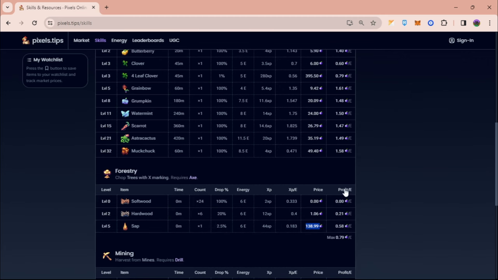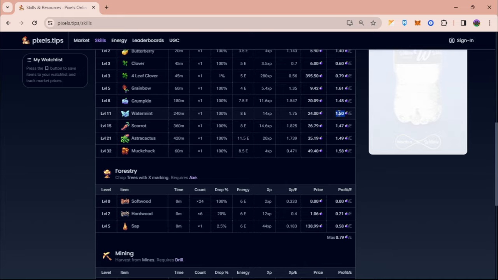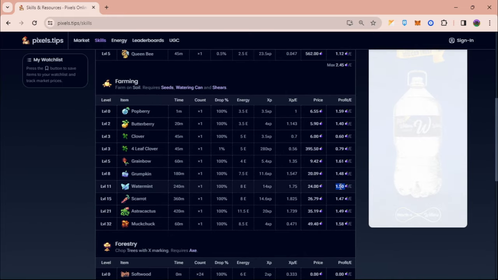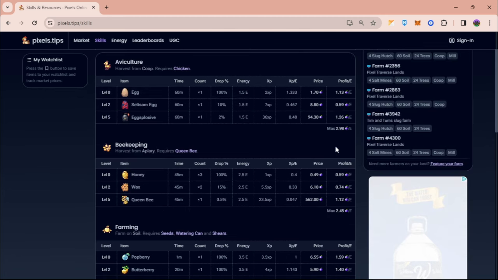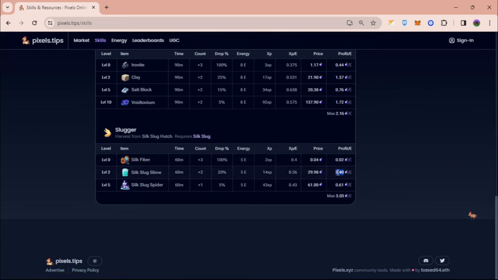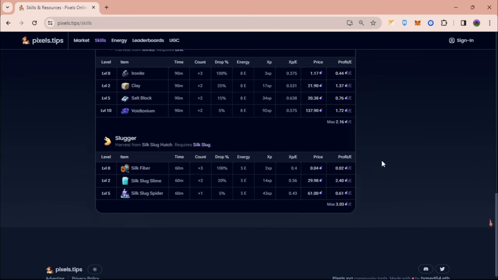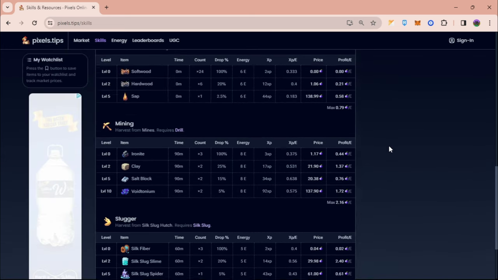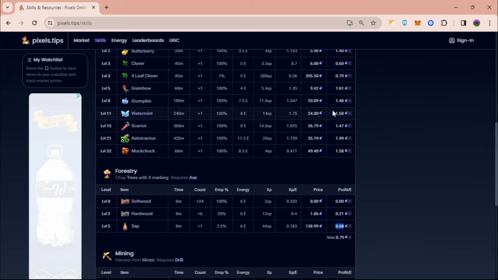Compared to the profit per energy that you can get from sap versus the Watermint, it's still 1.5. So this is probably the third best seed to farm right now, compared to Mock Chuck and Pupberry. Pupberry is getting in demand as of the moment. So that's amazing. Now we have lots of good resources to farm, like silk slug, which is 2.4 berry profit per energy right now. Voidonium as well, I think this is profitable. We're gonna compare sap to Watermint this time.